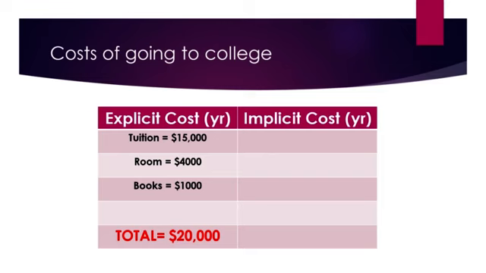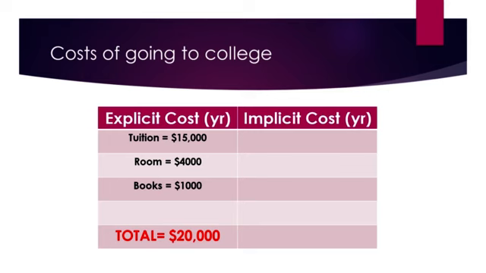So look at these quantitatively. On the left, I've got the explicit costs. I'm just making these up. Tuition, let's say, is $15,000. Room and board, $4,000. Books, $1,000. So let's say explicit cost of going to college is $20,000.